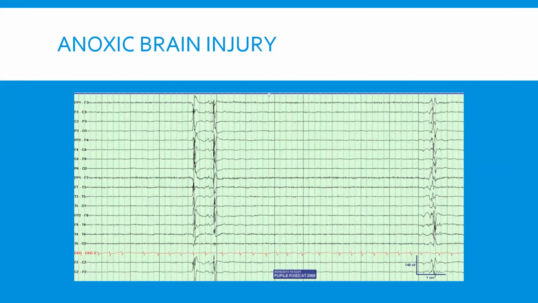And here is an example of anoxic brain injury. Here you can see it's totally flat, the brain's totally flat, and then inside the burst, instead of seeing more normal looking activity, it's all these very sharp, very high amplitude waves. As I was saying before, the EEG can help you determine how severe the brain dysfunction is. If you see something like this, where the EEG is totally flat except for a few bursts of these angry sharp waves, that's a very bad prognosis, right? That's a very, very injured brain.